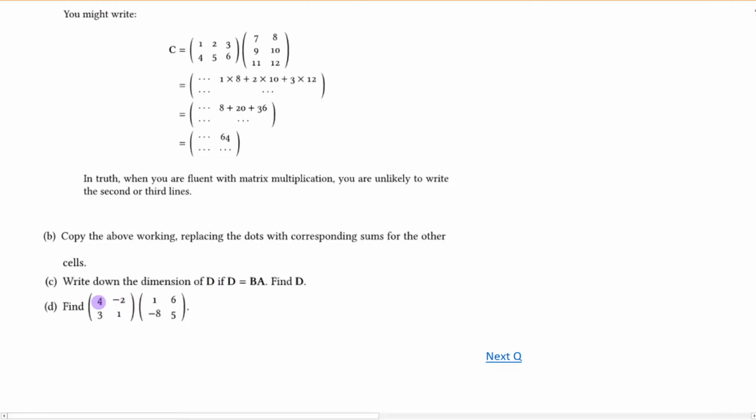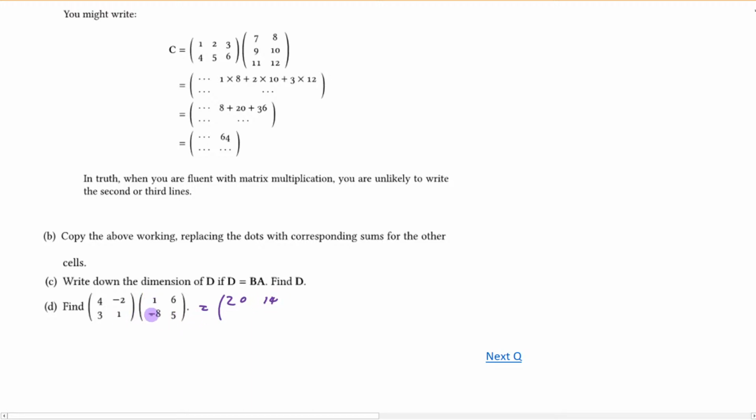Okay, so it's quite simple. We do row times column when multiplying out matrices. So if we do this row times this column, we get 4 times 1 is 4, minus 2 times minus 8 is 16. Add them together, we get 20. 4 times 6 and minus 2 times 5 gives me 24 minus 10, that's 14.